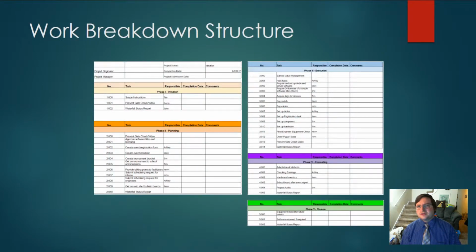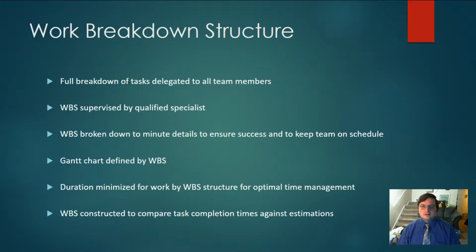So, first thing we've done here is we've put together a work breakdown structure to make it easy to determine which events need to be done in what order. This delegates it all to our team members so that they know what they're doing. We have this forum supervised by a qualified specialist. We have an engineer on our team who can look through this to make sure it's actually working in order to make sure the event is a success. And we've been able to define a Gantt chart from it.